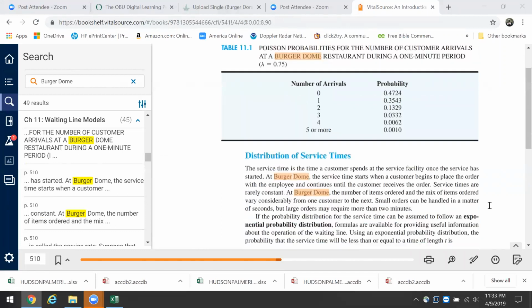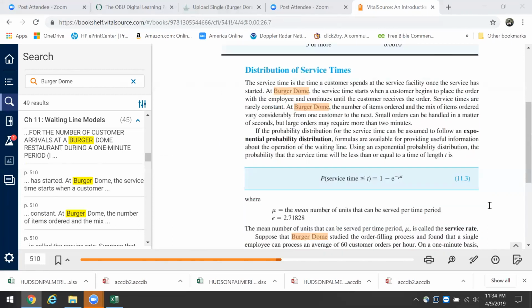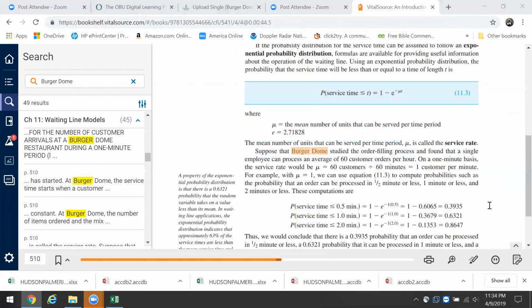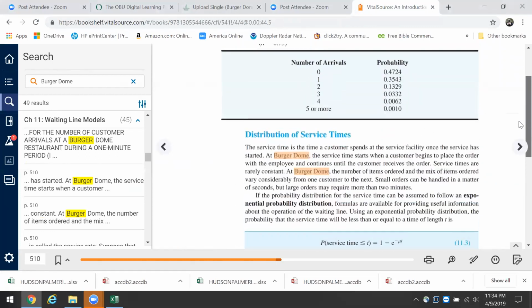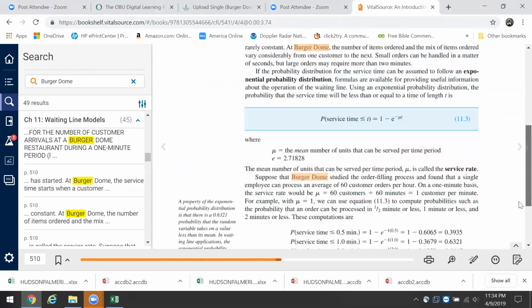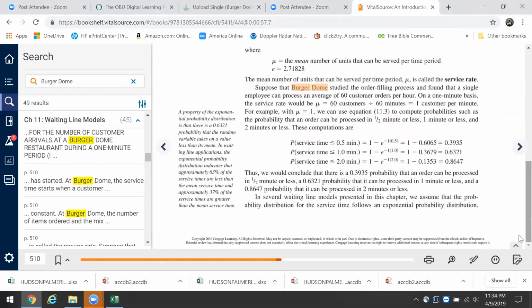And so as they discuss service times, service times are rarely constant, and they walk through the process of the distribution of the service times, and they walk us through the math of how they got those probabilities for a service time being less than half a minute, equal to or less than a minute, equal to or less than 2 minutes.